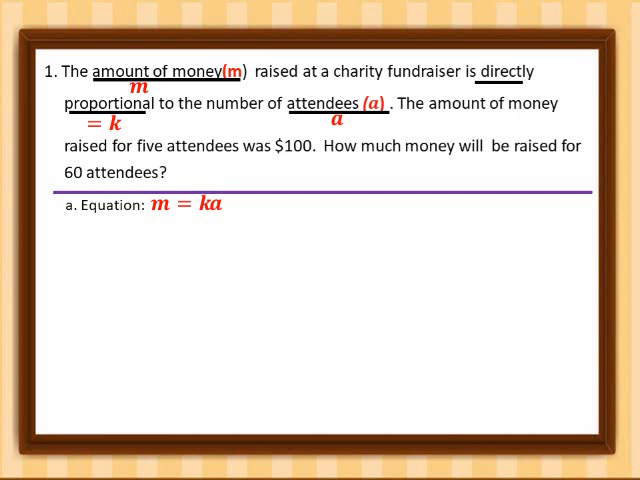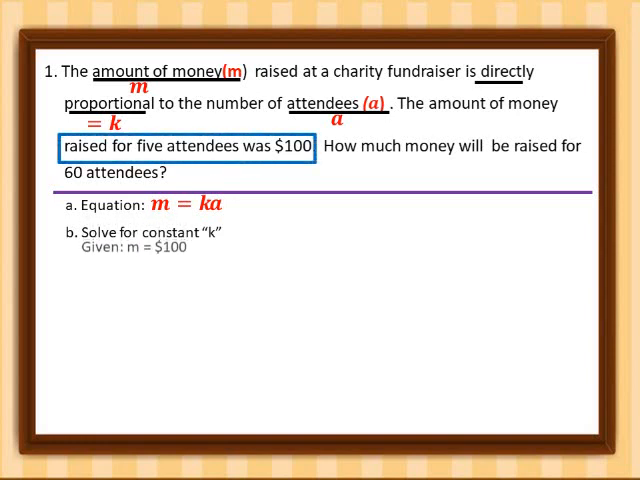Then we are going to solve for our constant K. So we go back to the problem. Our given: money will be $100, or M is $100, and A is 5 attendees. We will be solving for the constant K, so we use the equation M is equal to K times A. We substitute our given, so we have 100 is equal to K and A is equal to 5.